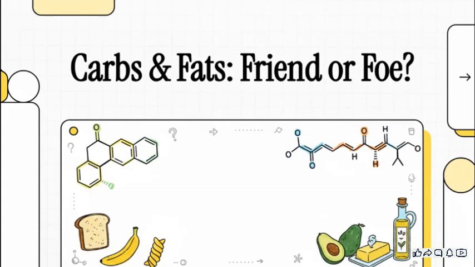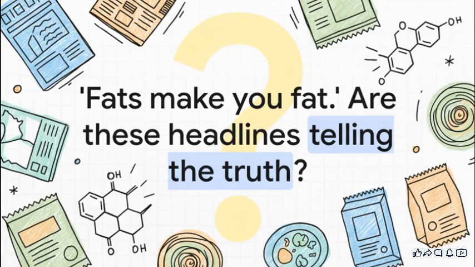Today we're going to decode the building blocks of your diet, carbohydrates and lipids, or, as you probably call them, carbs and fats. You see this stuff everywhere, right? Slapped on magazine covers, all over food packaging. Fats make you fat. Carbs are the enemy. But you know what? The real story isn't about good versus bad. It's actually all about chemistry.